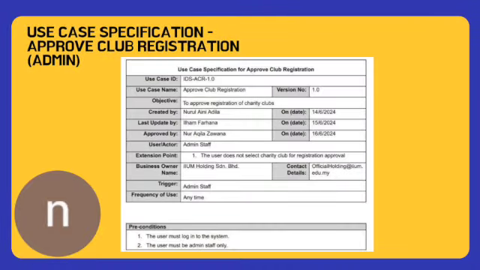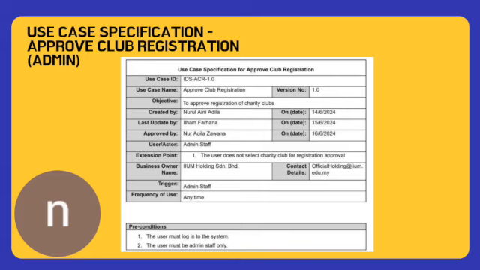Now the use case specification for admin approved club registration. The use case ID is IDS ACR 1.0. The use case name is approved club registration, and the objective is to approve the registration of the charity clubs. It was created by me, Nurul Aini Adila, last updated by Ilham Farhana and approved by Nur Akila Zawana. And the user acted as admin staff.